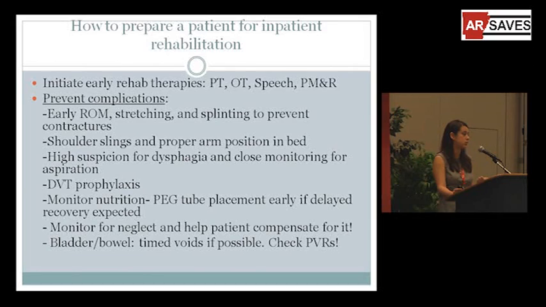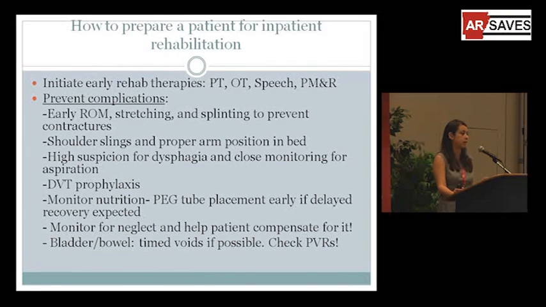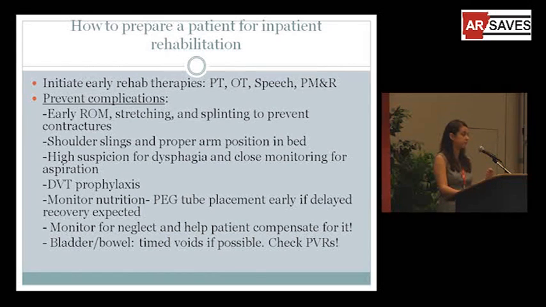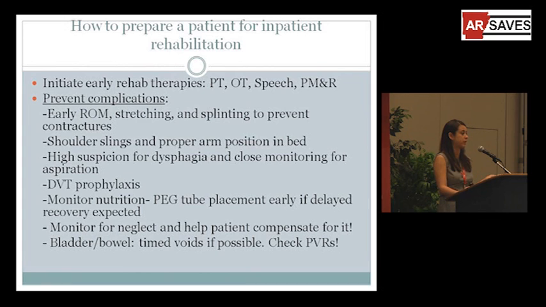And then you want to monitor for neglect in these patients and help the patients compensate for it. One of the easiest things you can do is make sure that their food tray in their room is placed on their non-hemiplegic side so they can actually see and pay attention to the food and get their nutrition in. A lot of times these folks, if the tray is placed midline or to their hemiplegic side, they won't see it, they won't attend to it, so they won't get adequate nutrition, even if they can feed themselves or don't have any problems with dysphagia.